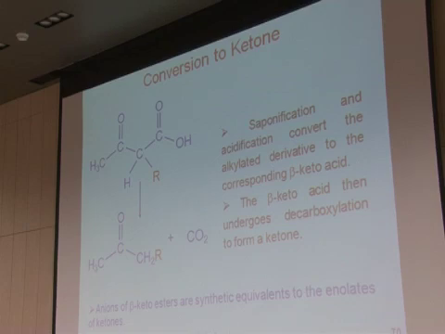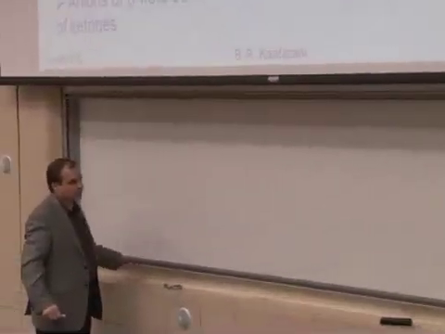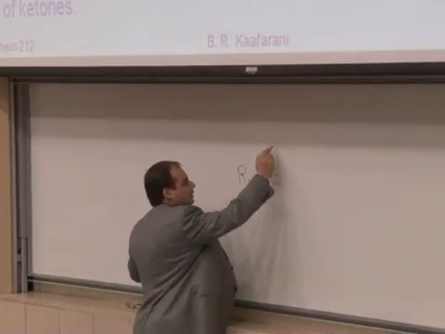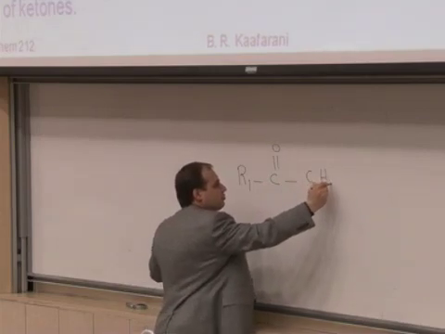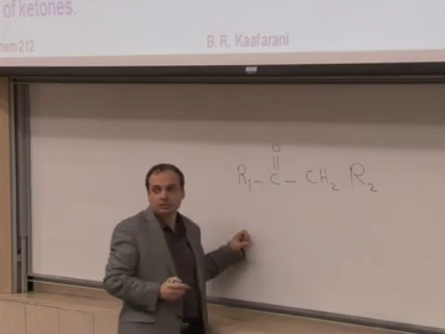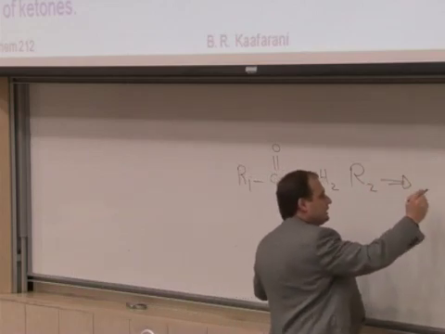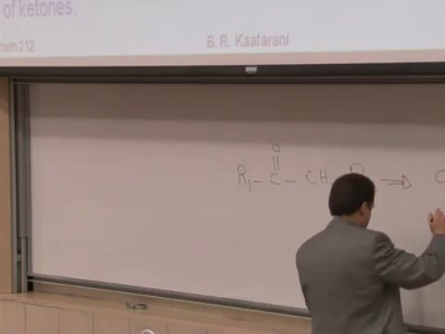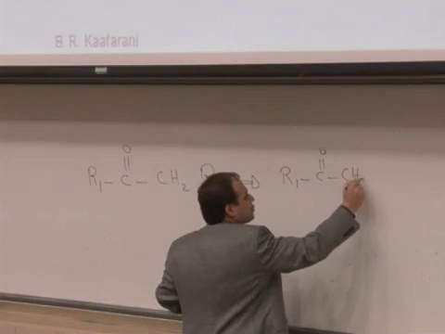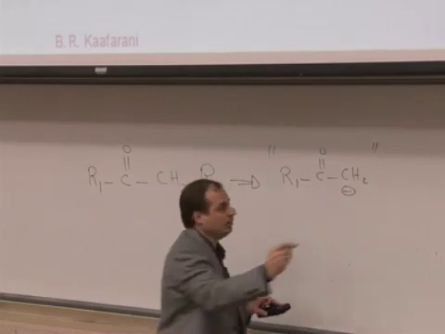This means if you want to synthesize a ketone, you want to have an R1 C double bond O CH2 R2. You are actually looking for a synthetic equivalent of R1 C double bond O CH2 minus. We will call this a synthon.